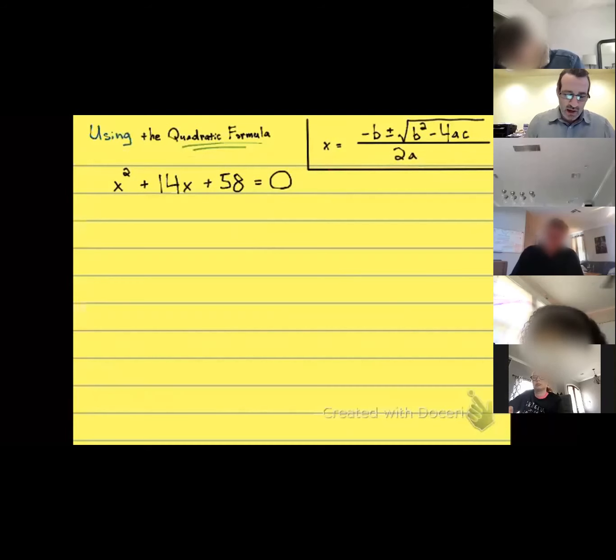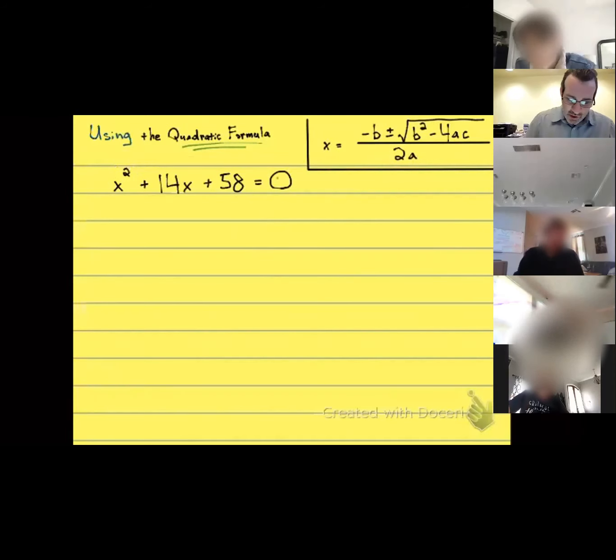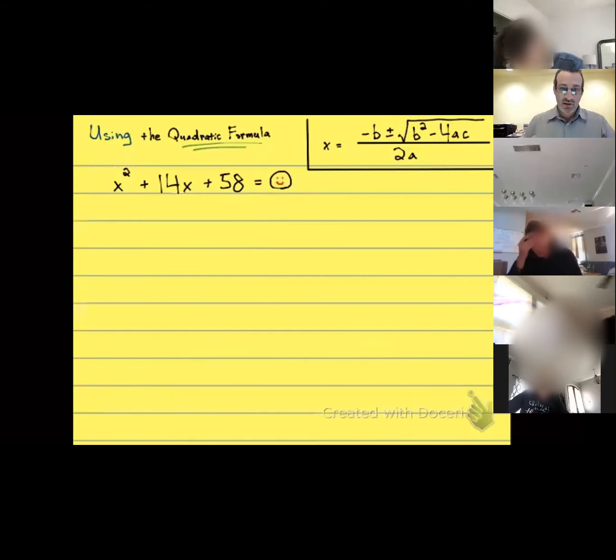This is quadratic. How do I know it's quadratic? The x is squared. I have a square. And it's already equal to 0. So I'm ready to identify my A, my B, and my C, and then I can plug them in.